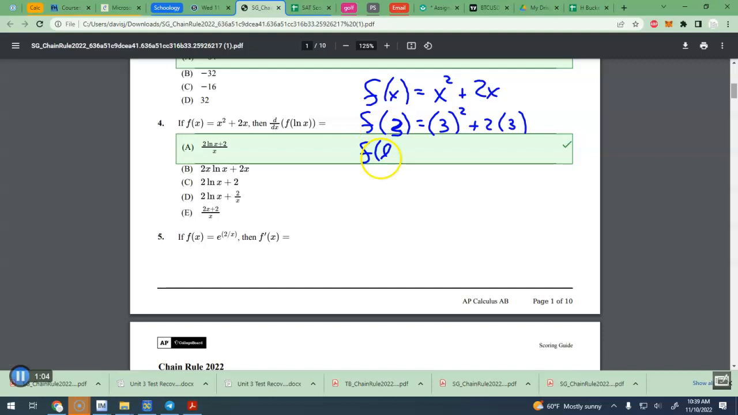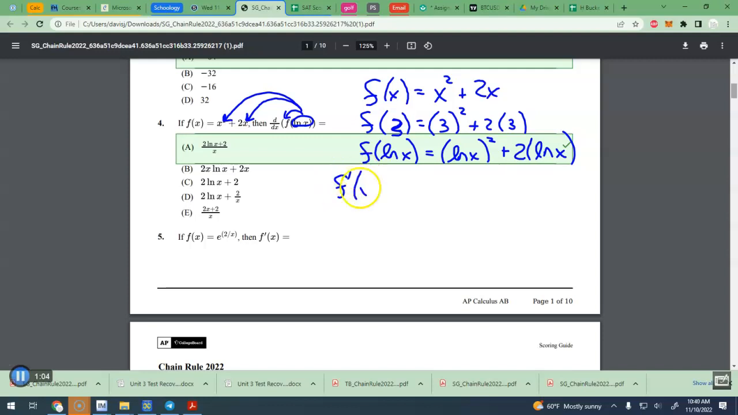Well, if I have f of ln of x, it works the same. So this will become ln of x squared plus 2 times ln of x. So I'm plugging ln of x into f. So anywhere I see an x, I'm putting the ln of x in that spot. Does that make sense what I'm doing there? And then it's like chain rule.